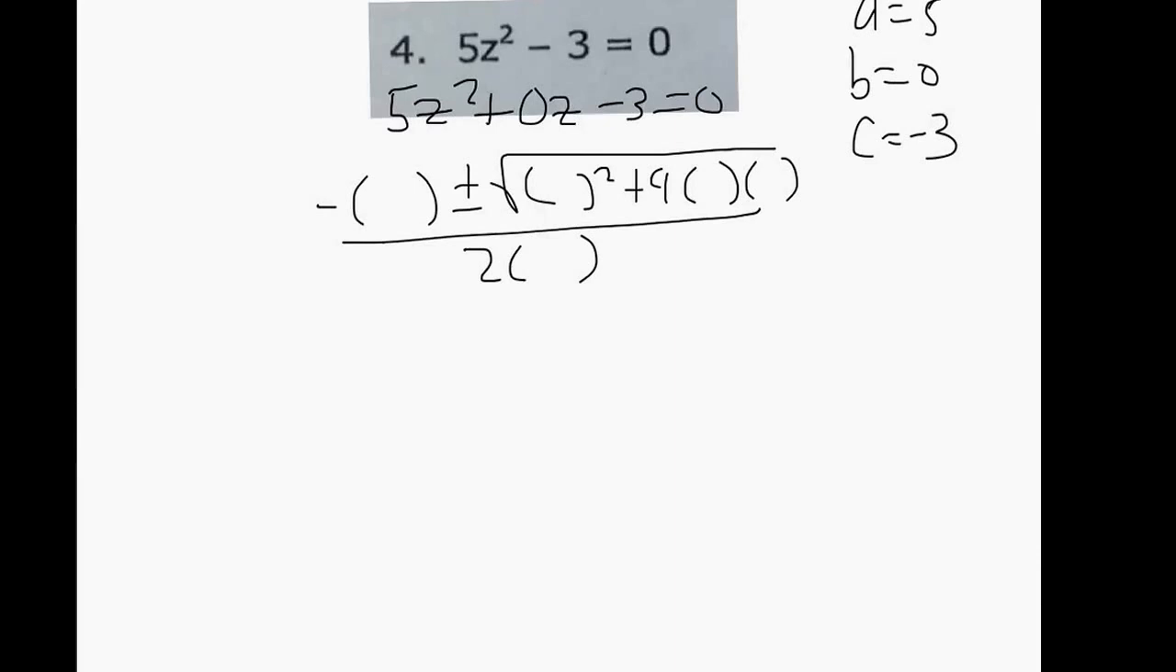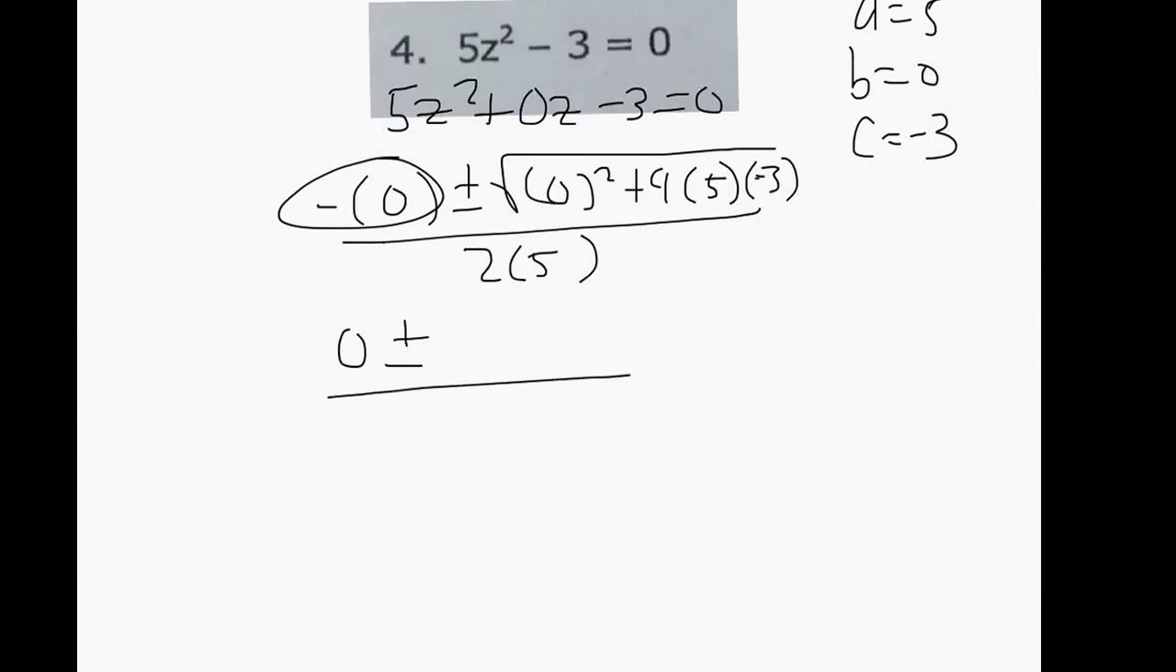So I'm going to plug in the opposite of 0, plus or minus 0 squared, minus 4 times 5 times negative 3, all over 2 times 5. So the opposite of 0 is 0, plus or minus rooftop. 2 times 5 is 10. So I'm going to do all of this portion in my calculator. So that's parentheses 0 squared plus 4 parentheses 5 parentheses negative 3. And this is negative 60 under there.